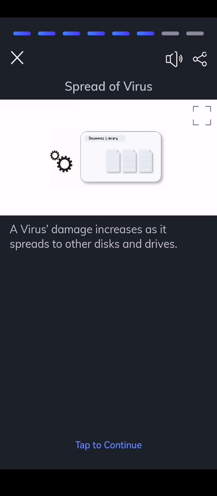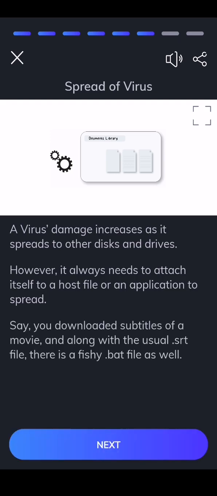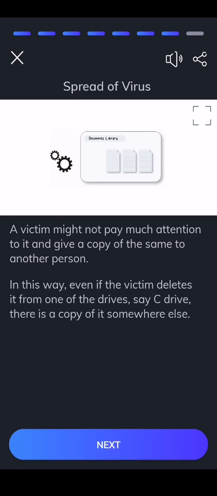A virus's damage increases as it spreads to other disks and drives. However, it always needs to attach itself to a host file or an application to spread. Say you downloaded subtitles of a movie, and along with the usual SRT file, there is a fishy .bat file as well. A victim might not pay much attention to it and give a copy of the same to another person. In this way, even if the victim deletes it from one of the drives, say C drive, there is a copy of it somewhere else.